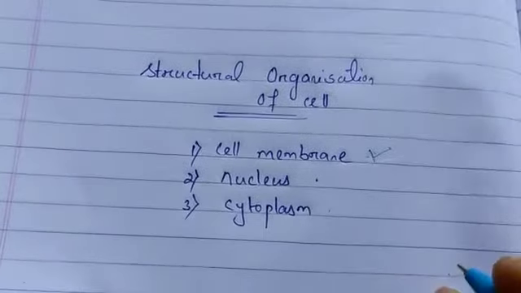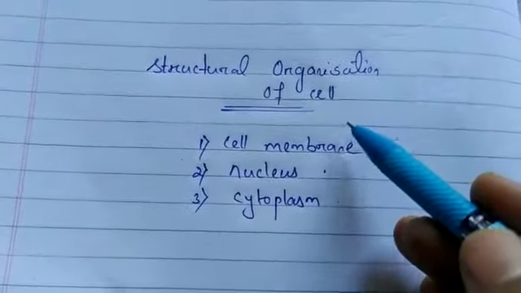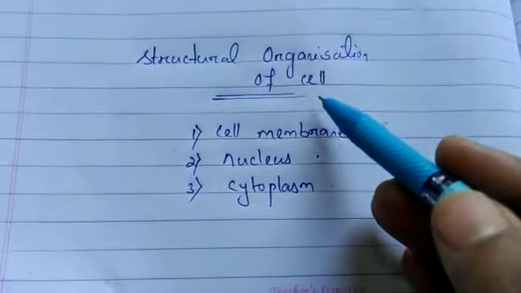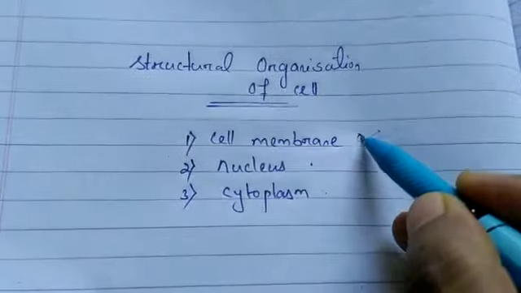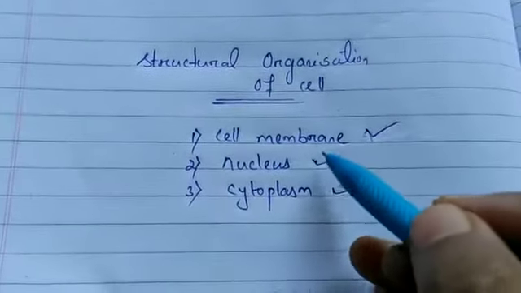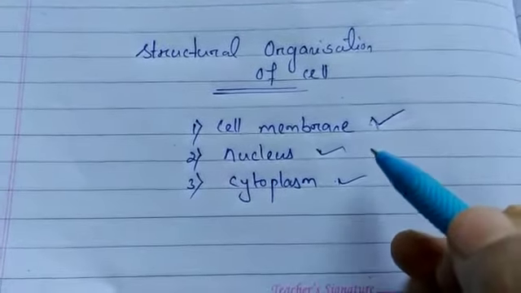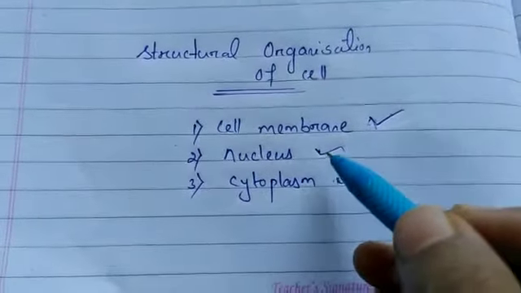So in the previous class we have studied about the structural organization of the cell, where we have studied that all the cells have three things in common, that is cell membrane, nucleus and cytoplasm. The cell membrane is also known as the plasma membrane, which we had discussed in the last class. Now we will discuss the nucleus.